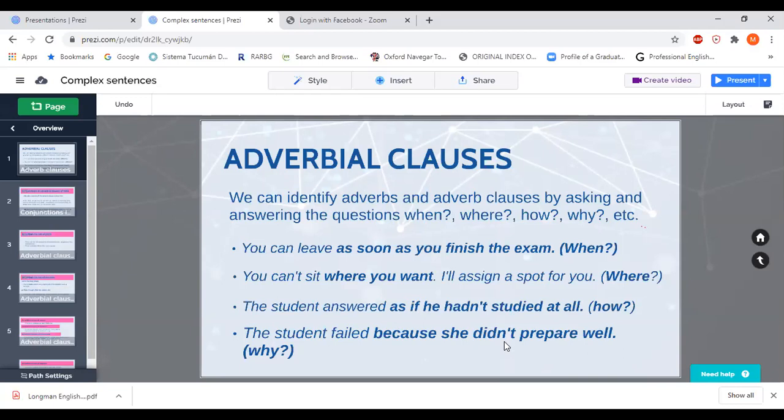Okay, we can identify them in a sentence by asking and answering questions such as when, where, how, why, and so on. This is to say, adverbial clauses have to do with time, place, manner, reason, purpose, and so on.